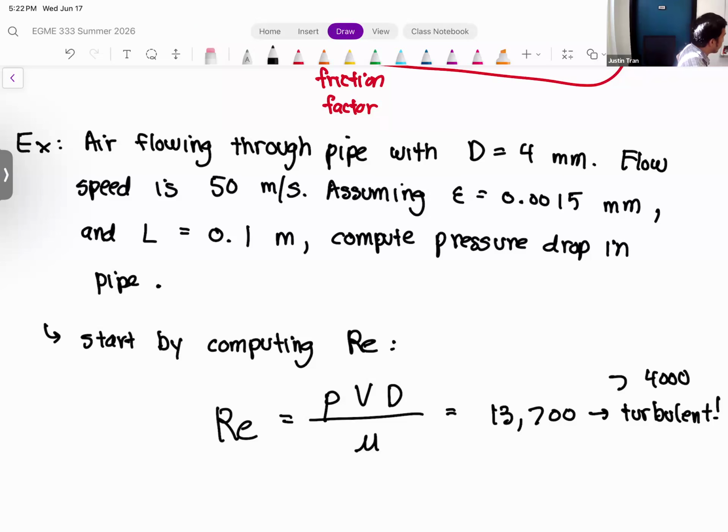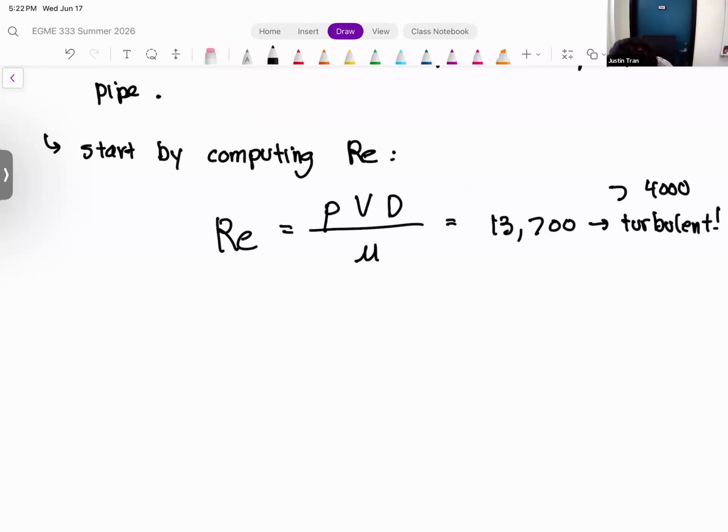So that's good, and it means that we can use our Moody chart. Or maybe it's bad news, because that means we have to use the Moody chart, which is a little bit more inconvenient than using our formula. Let me scroll back up to the Moody chart and see what information we need in order to compute the friction factor for this problem.